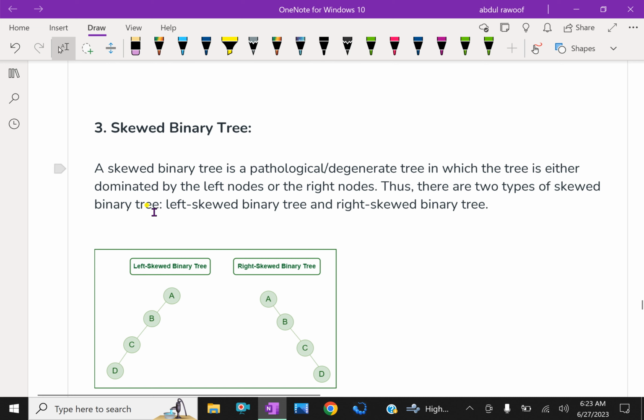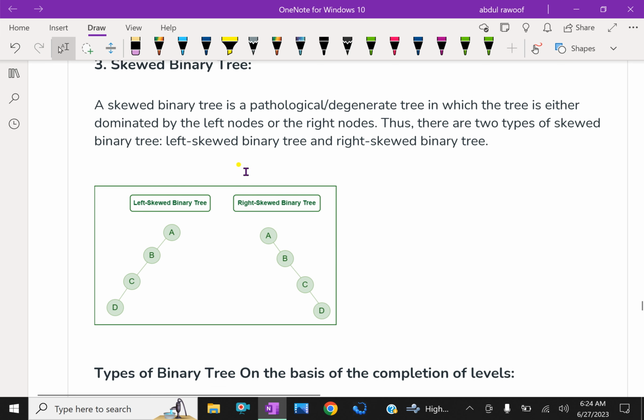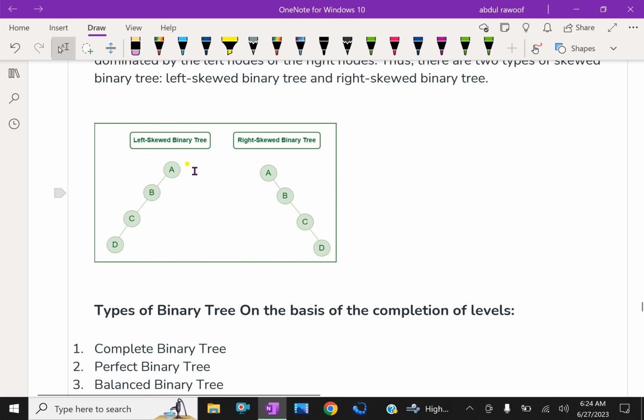Skewed binary tree. A skewed binary tree is a pathological or degenerate tree in which the tree is either dominated by the left nodes or the right nodes. Thus, there are two types of skewed binary tree: left skewed binary tree and right skewed binary tree. Here, these are left skewed binary trees, and this is a right skewed binary tree. That means each parent has a child.